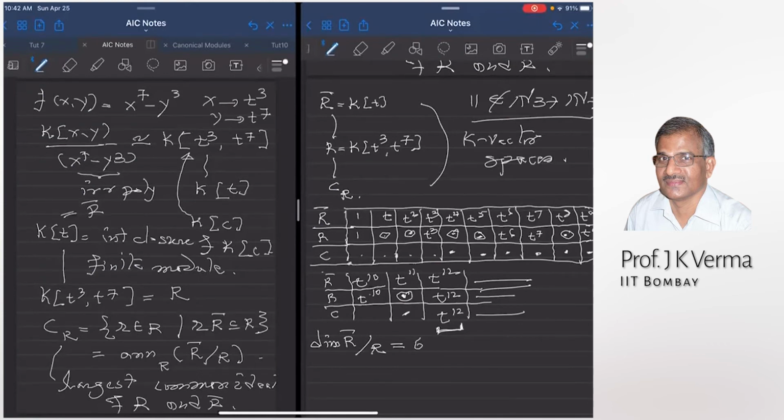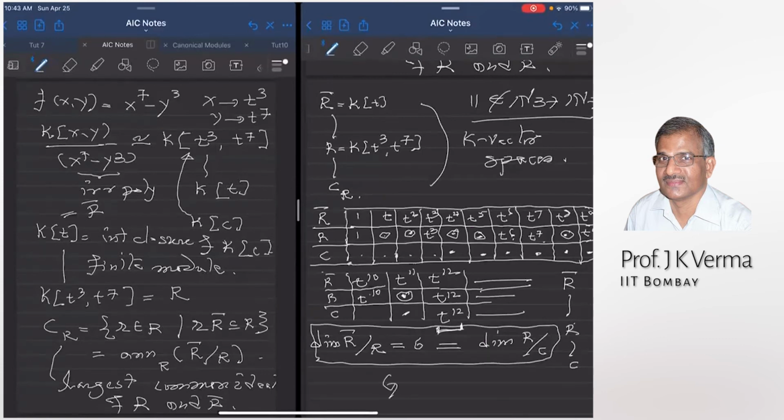But let us look at the dimension of R over C. How many powers of T are in R which are not in C? Six, right? 1, T cube, T6, T7, T9, then T10. So this is also 6. So there is a symmetry here. R bar contains R, contains C, and the quotient of R bar over R and the quotient of R over C have equal length.